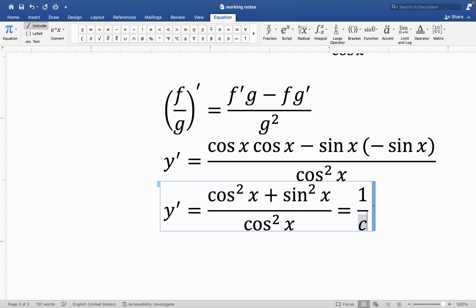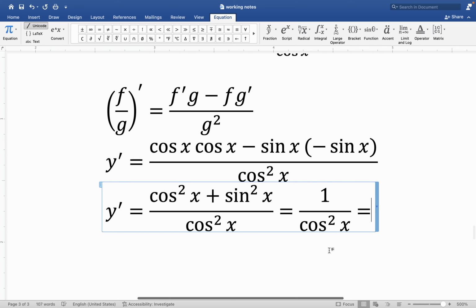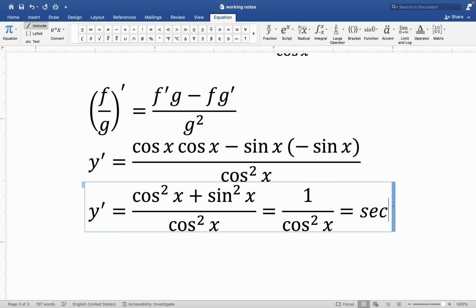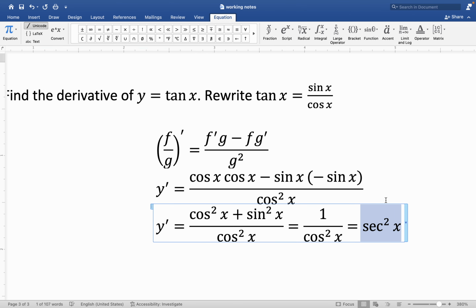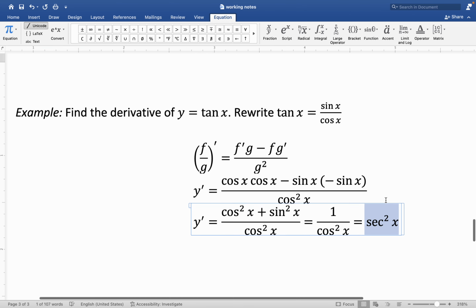So that's just 1 over cosine squared x, and then maybe you're thinking, wait a minute, 1 over cosine squared x, isn't 1 over cosine just like something? 1 over cosine is actually just secant. Do you remember that? 1 over cosine is just secant. So 1 over cosine squared is actually just secant squared. And so that's the derivative of tangent. The derivative of tangent is actually just secant squared.